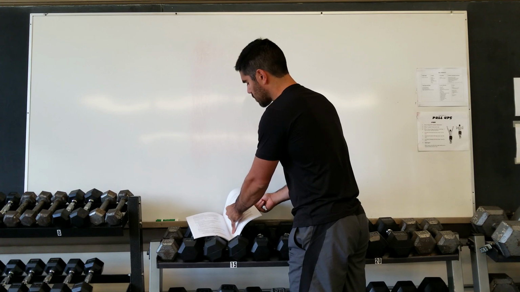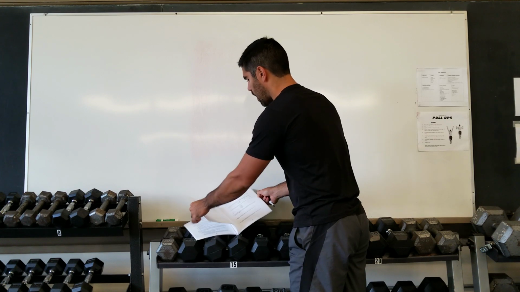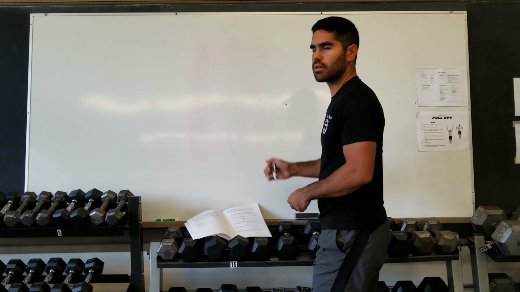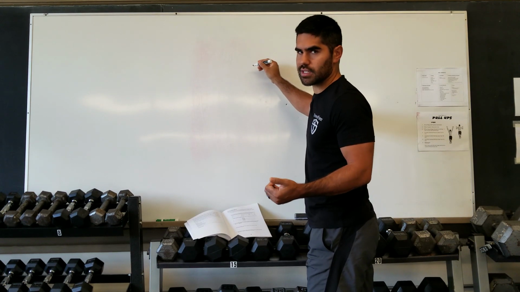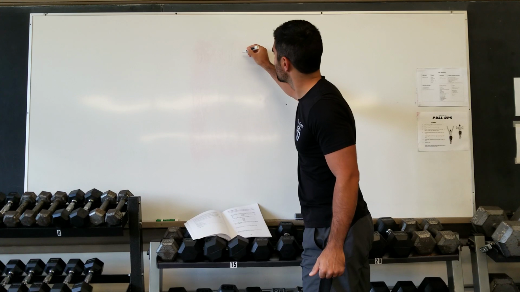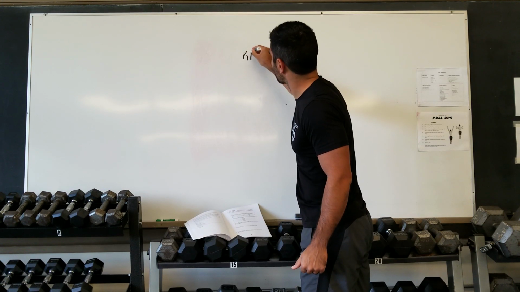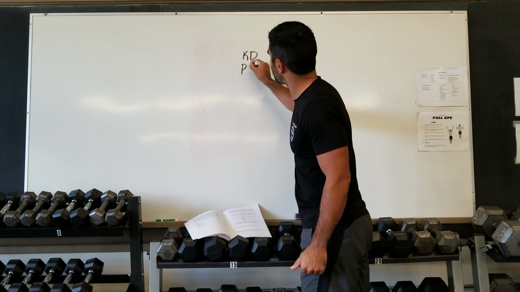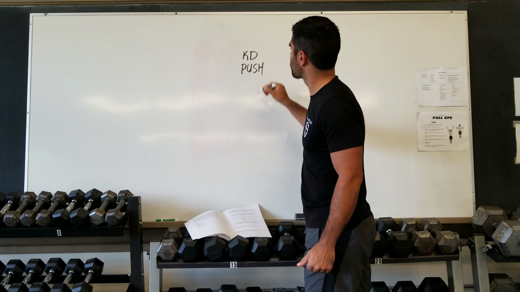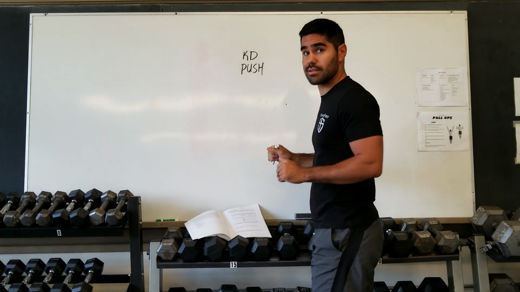We've got our exercises. We've got our intervals. So let's make a little workout here. I'm not going to put specific exercises. I'm just going to write down the types of movements. So I'm going to put KD. We're going to do a knee dominant exercise, maybe like squats, followed by a push. We're going to do band presses.